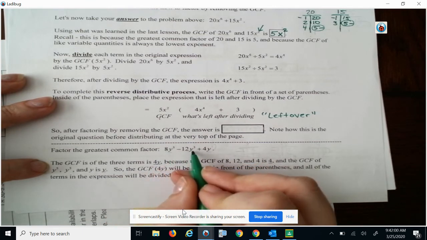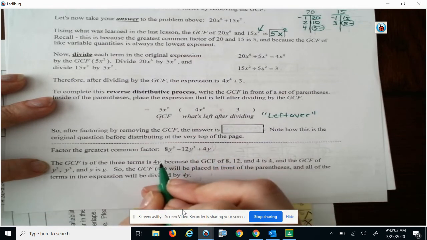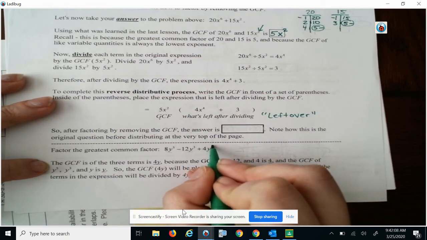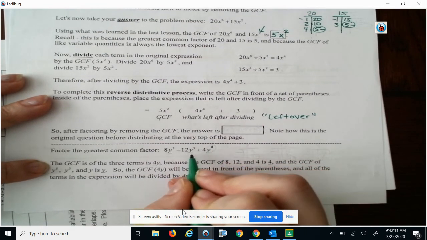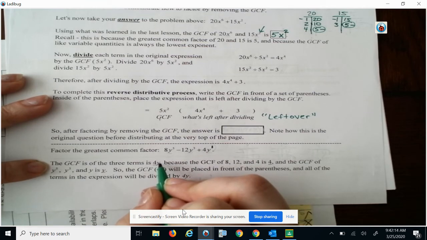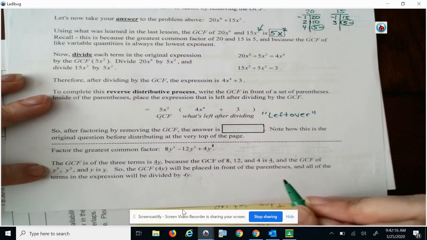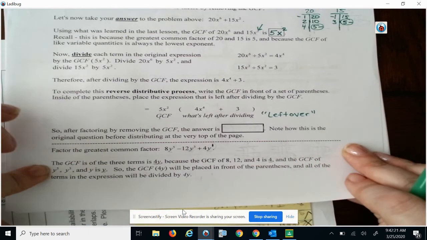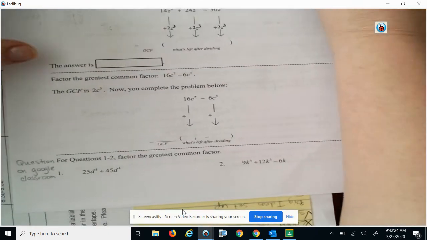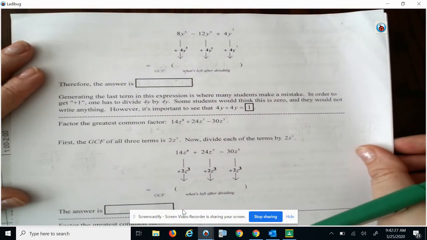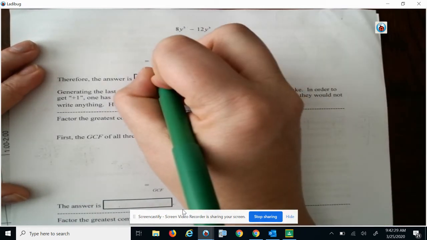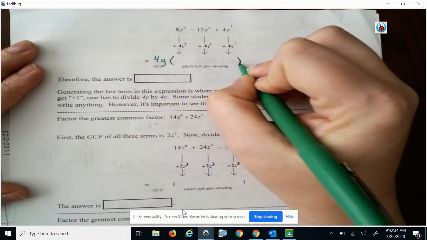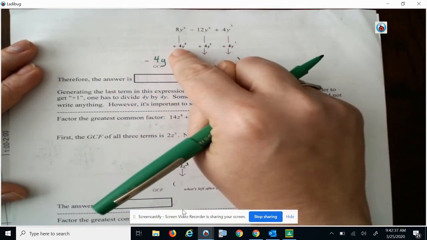And then we look and see they all do have a y. So y is part of that GCF. But our smallest exponent, remember there's a 1 hiding here. 1 is the smallest. 1 stays invisible. Okay, so we find the GCF, which is 4y, and we're going to place it outside of the parentheses. And then we have our parentheses. And we're going to take each term and divide by that GCF.